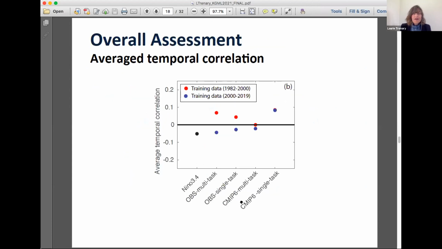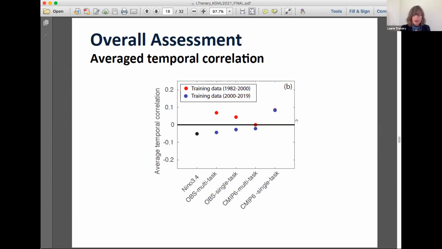Now we can look at the overall assessment of these statistical models. This is the average temporal correlation, averaging the correlation across all of those 499 grid points, versus each empirical model on the horizontal axis. The black horizontal line denotes a 0 correlation. For the lasso models, I did a sensitivity evaluation to see how the performance of the model changed if I swapped the roles of the training and evaluation data.